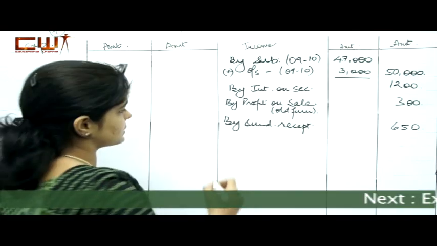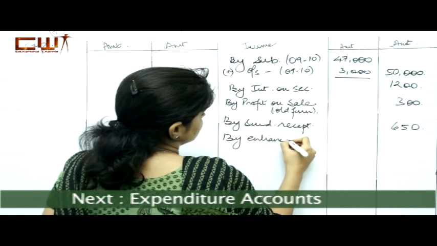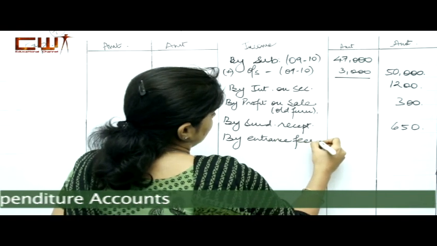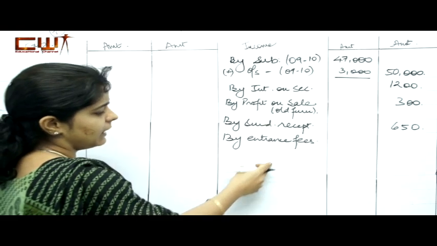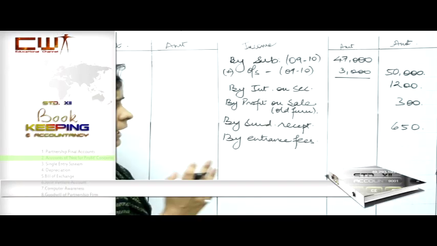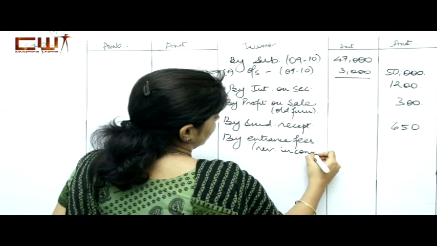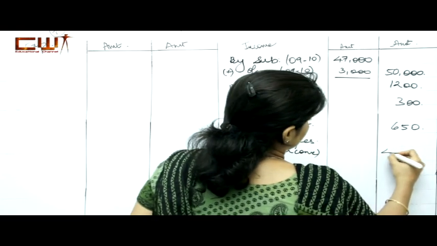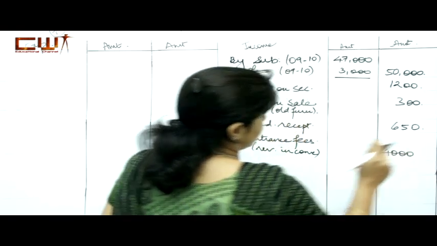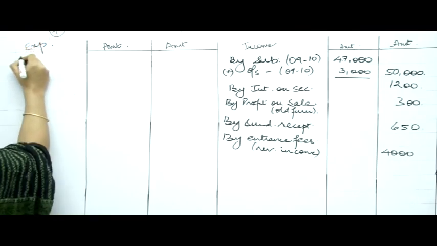Then entrance fees is given to you, and the entrance fees is a revenue income. So it will be written on the revenue income side. If it is a capitalized income, it will be taken to the balance sheet. But it is a revenue income, right? Entrance fees is a revenue income. It is written on your income side. This is 4,000. We come on to the expenditure side.